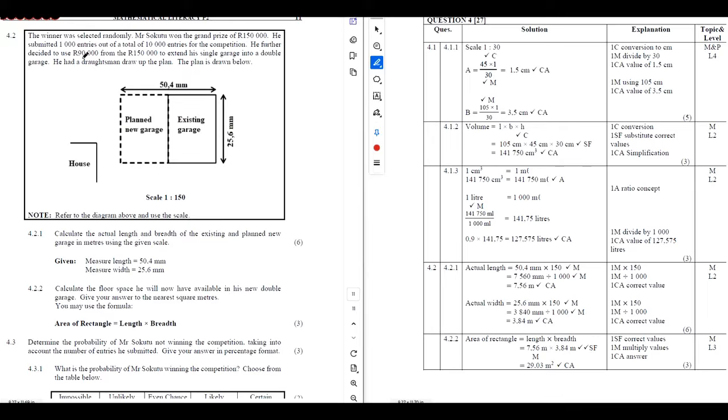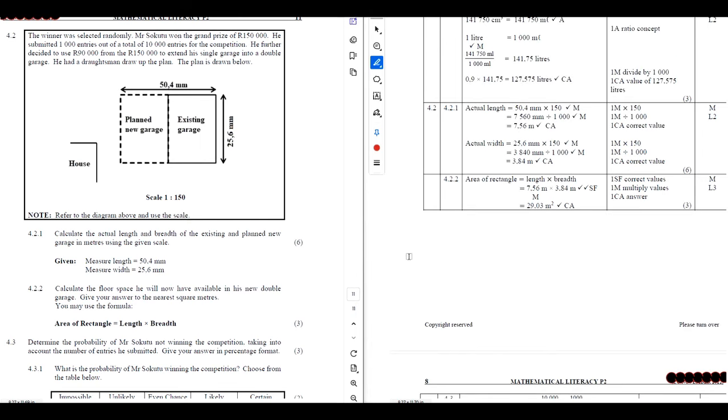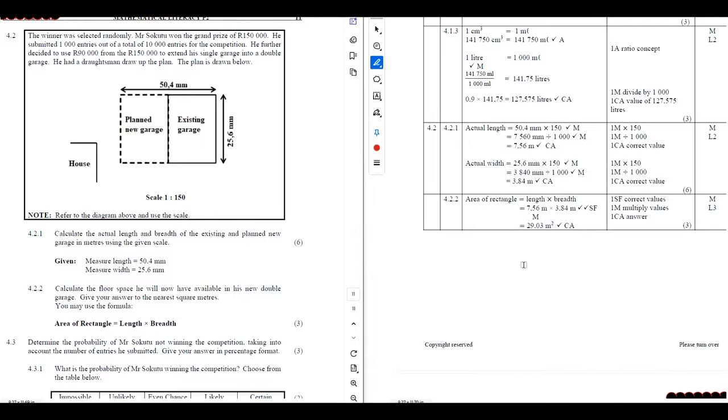He had a draughtsman draw up the plan. So again, we need to use what we are given to answer our set of questions. And you can see that we are even given formulas as well. Okay, so you just try them out, and then you check your answers. This is the easiest way that you can prepare for your exams. You need to prepare by doing.